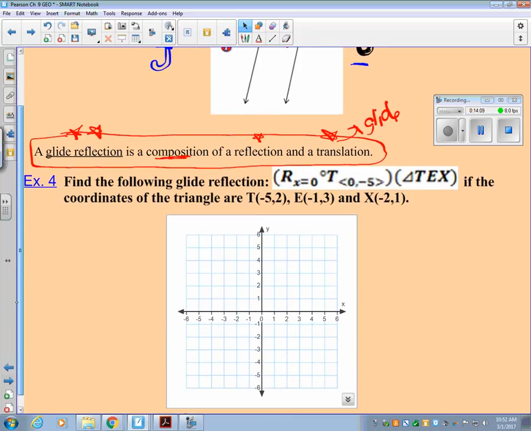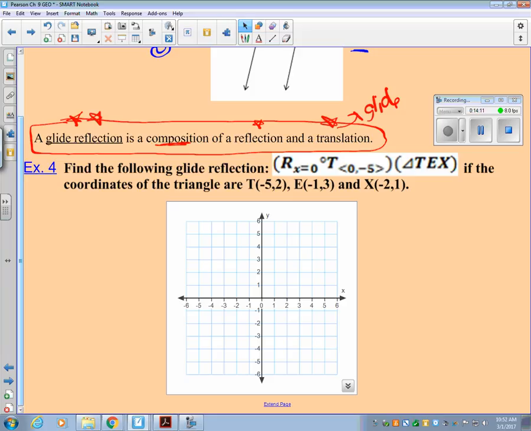So we're going to go ahead and do that with our text. Madeline, can you read example 4 for us while I'm plotting the points? Find the following glide reflection. You want me to read the way? Yeah. R, X, U, T, 0, and then I.